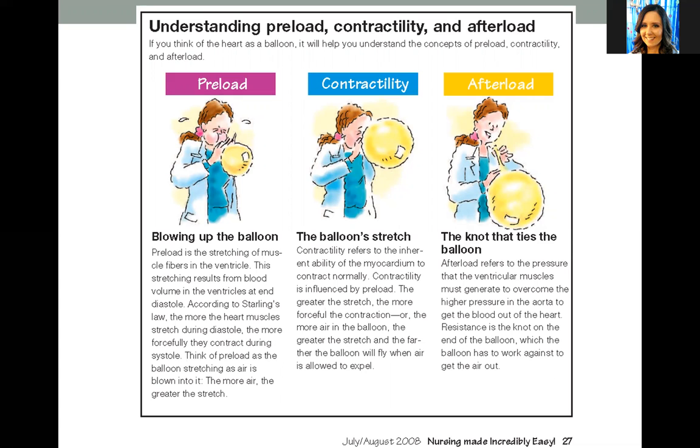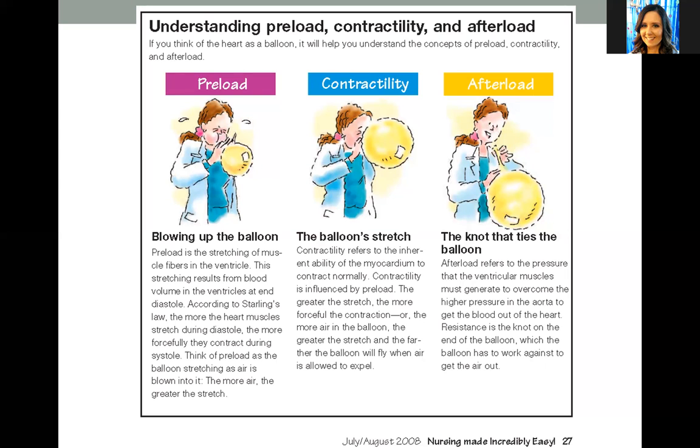The second term is contractility. So contractility, think about the shortening of those muscle fibers. So remember, when the heart gets really full, those muscle fibers are stretching, but then when they contract, they're becoming shorter and ejecting that blood volume out. So with contractility, you can think of contractility as stroke volume. With each heartbeat, the volume of blood that's being ejected is directly related to contractility.